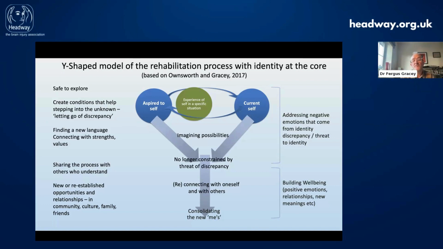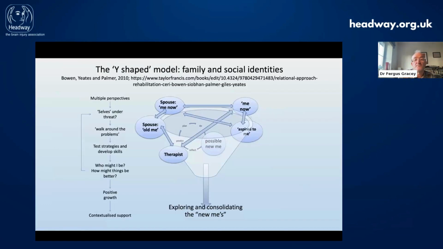And once the person is freed from this threat of discrepancy, they have the potential to explore their life anew and engage in new or re-establish old opportunities in relationships. That's a summary of that model.